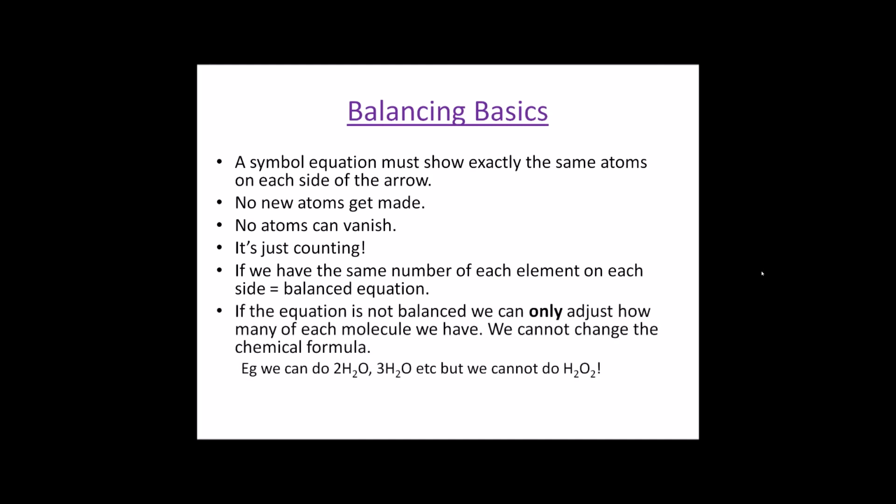If the equation is not balanced, we can only adjust how many of each molecule we have. So in the previous example, we can have 2 lots of hydrogen molecules, 2 lots of water molecules. What we can't do is change the chemical formula. So for example, we can do 2H2O, 3H2O, but we cannot do H2O2. And that is a very, very important point. We can't change the molecule. The reason being is H2O is water, H2O2 is a different compound.